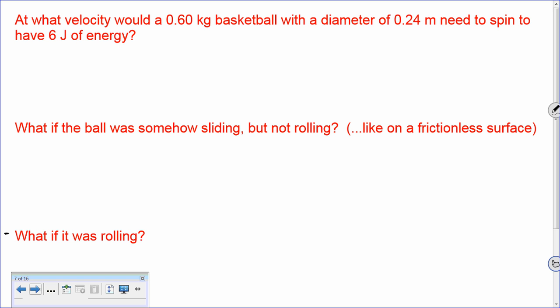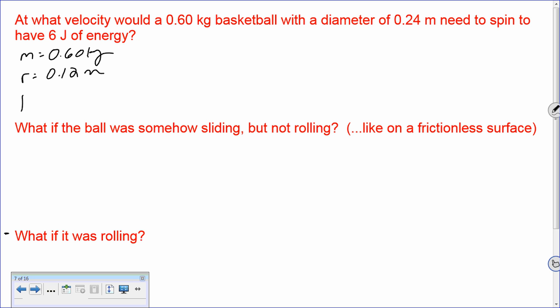All right? Okay, so here we go. The first one is really worded badly, like I say. For this first one, we have to be finding angular velocity. Let's write down our numbers. The mass is 0.60 kilograms. It's got a diameter. So what should I do with the diameter? Cut it in half to get the radius. So the question is, what velocity would it have to spin at to have 6 joules of energy?